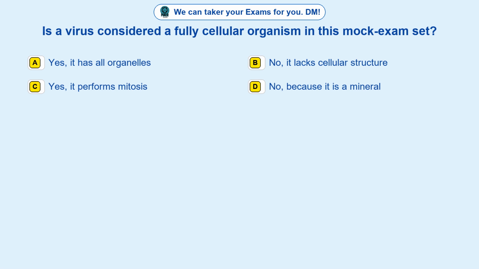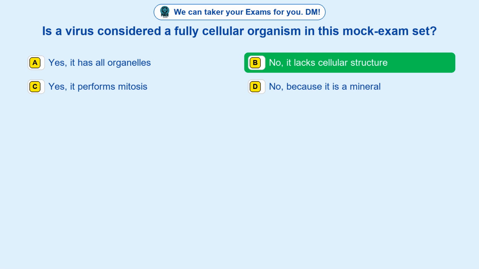Question 15. Is a virus considered a fully cellular organism in this mock exam set? Option A. Yes, it has all organelles. Option B. No, it lacks cellular structure. Option C. Yes, it performs mitosis. Option D. No, because it is a mineral.